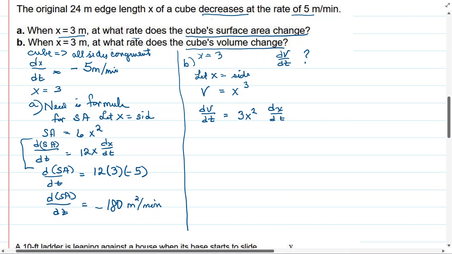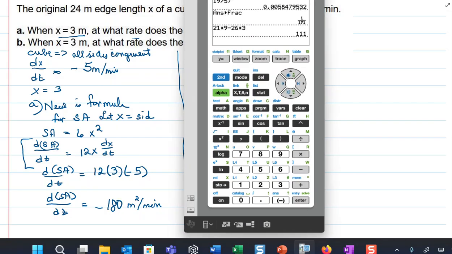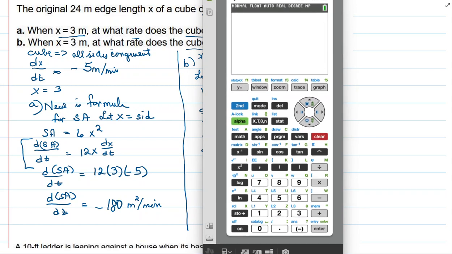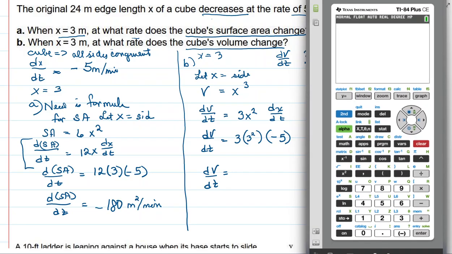Now we're going to put in what we know. X is 3. And the rate of change of x is a negative 5. It's in cubes, so I'm saying it out loud so I won't forget. And I'll get my calculator. It's negative, isn't it?